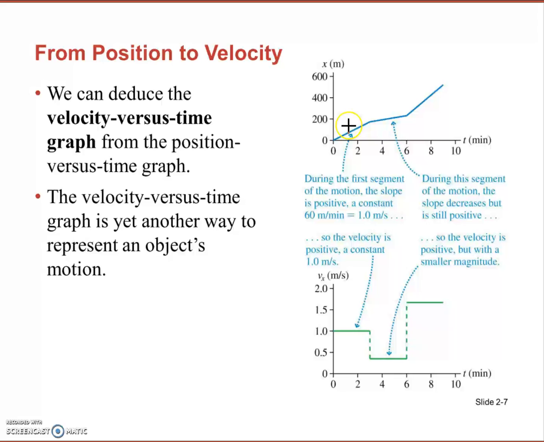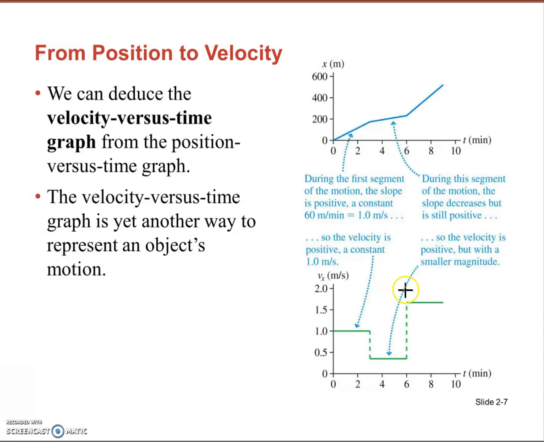So let's break it down piece by piece. In the first 3 minutes, the student is walking at a constant pace. She goes about 200 meters in 3 minutes, which works out to be approximately 1 meter per second, if you do the math. She then slows down a little bit for the next 3 minutes, and so you see her velocity is lower. It's a little less than half a meter per second, okay? But still positive. She's still walking toward class.